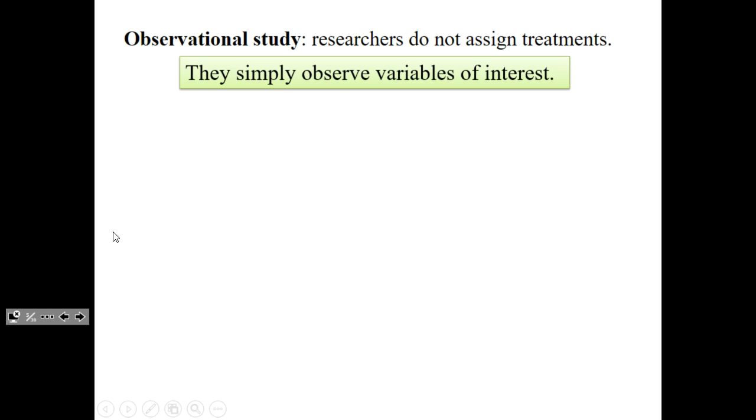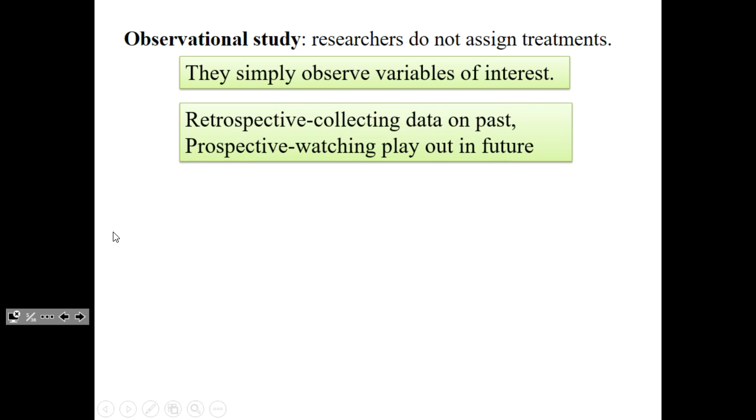Now, observational studies can come in two varieties or two flavors. Retrospective, they're gathering information about the past, or prospective, they're watching to see what happens in the future. For example, if I follow some people along for 5 years, that's a prospective study. I'm following them to see how it works. But instead of just asking them what happened over the last 5 years, that's retrospective. I'm asking about the past.